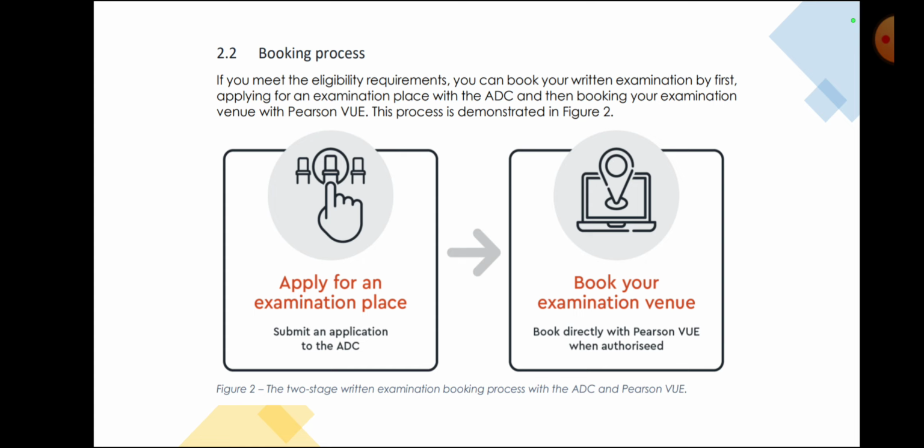Coming to the booking process, if you meet the eligibility requirements, you can book your written examination. The first step is to apply for an examination place, for which we submit an application to the ADC. The second is to book the examination venue, and this is done directly with Pearson VUE. First is to make the payment to the ADC. Then they will give a date when we can apply for the examination venue with Pearson VUE.